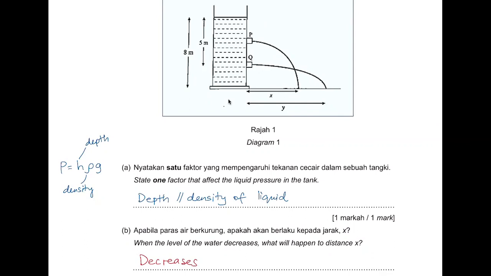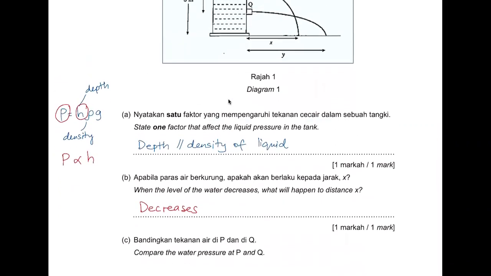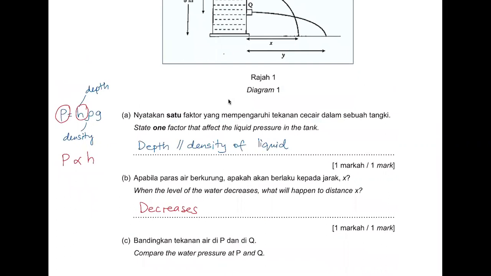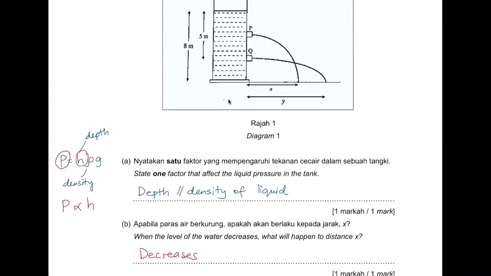You can see that actually, the distance x represents the pressure. And the depth, the level of water, is the depth. So we can see that it is directly proportional. If the level of water decreases, then the pressure decreases. So the distance of water spurting will also decrease. Yes, decrease. All right, question C. Compare the water pressure at P and Q.